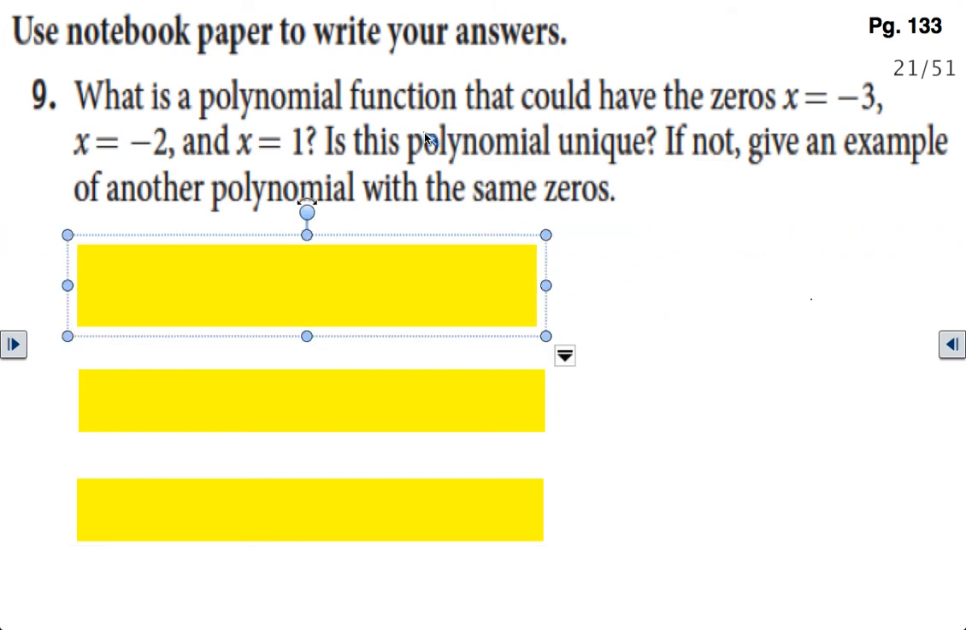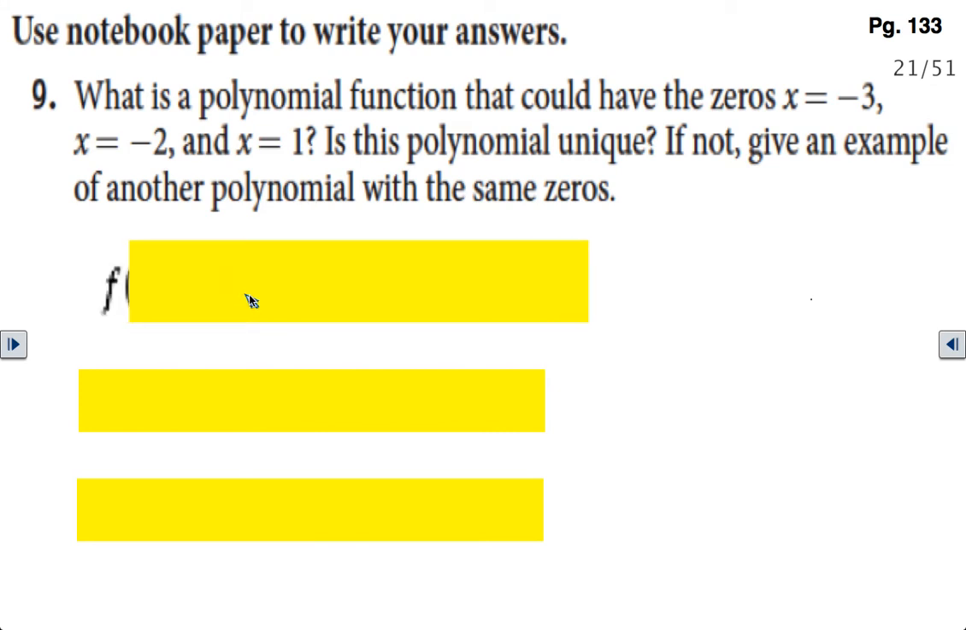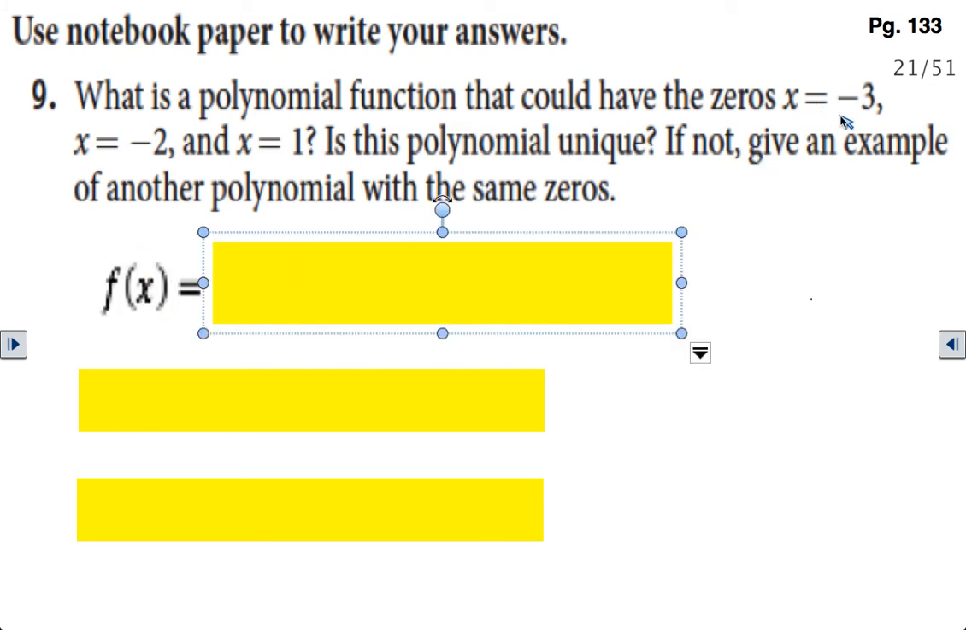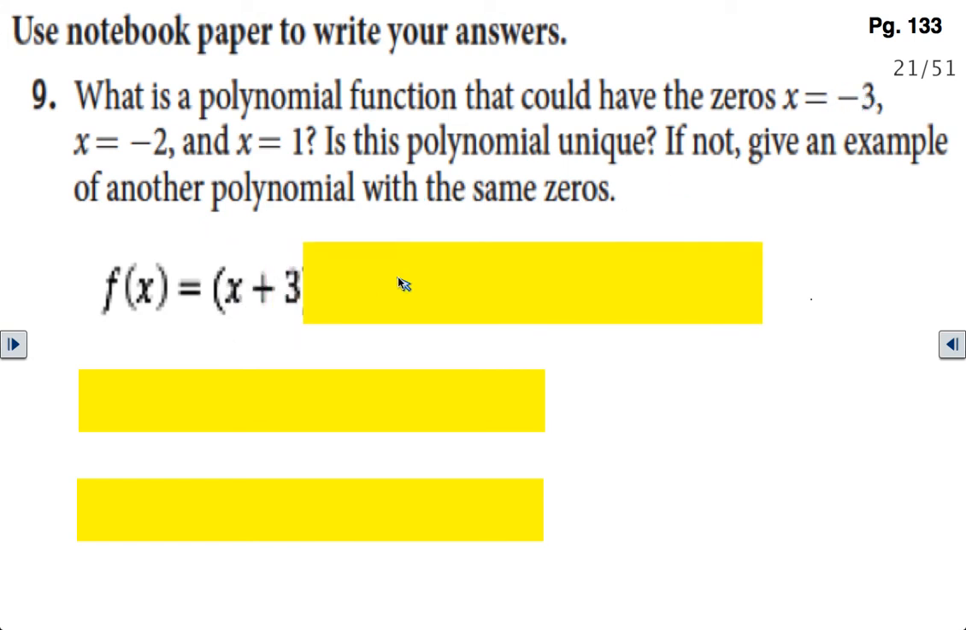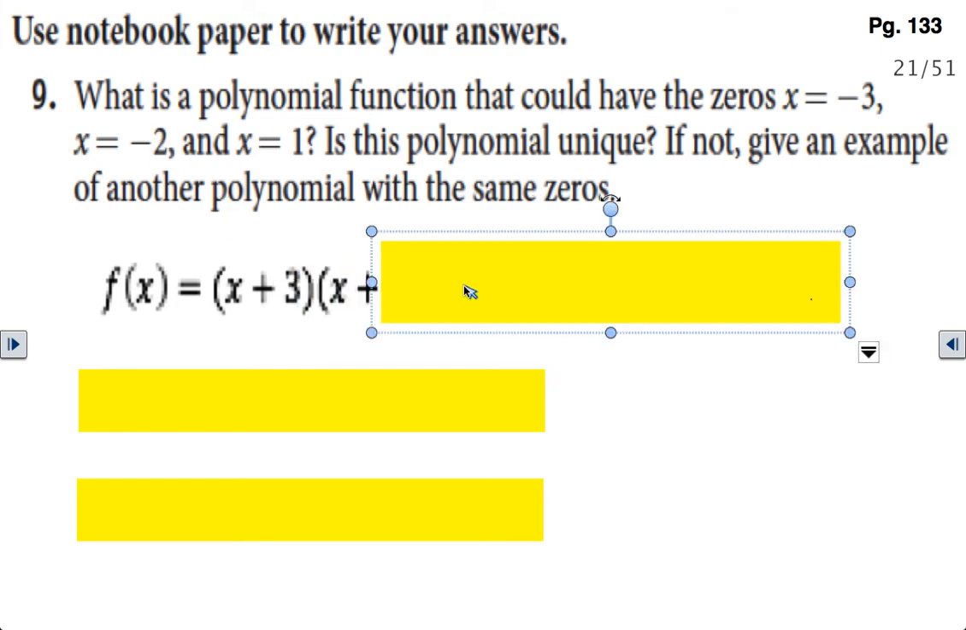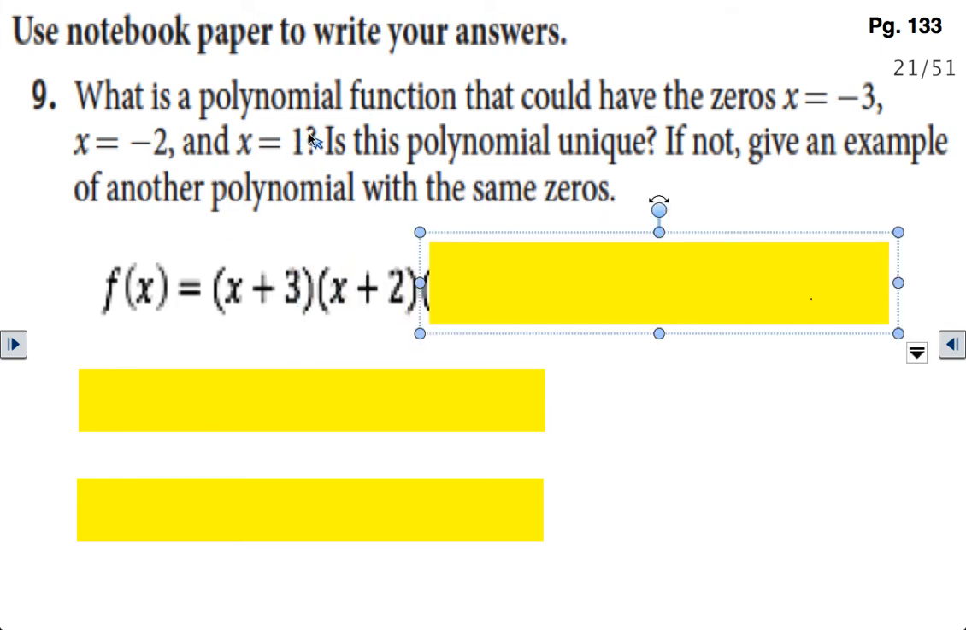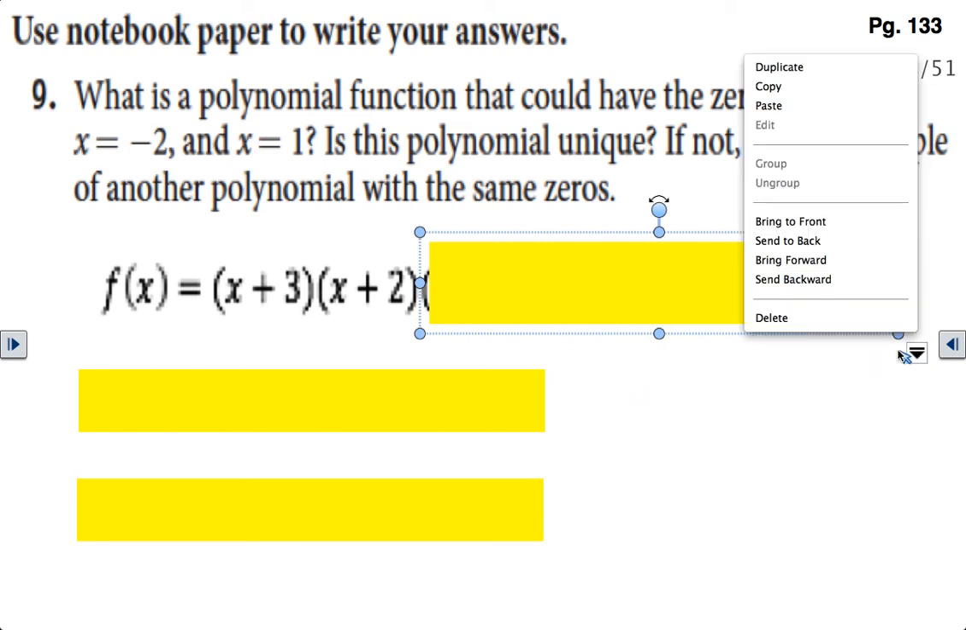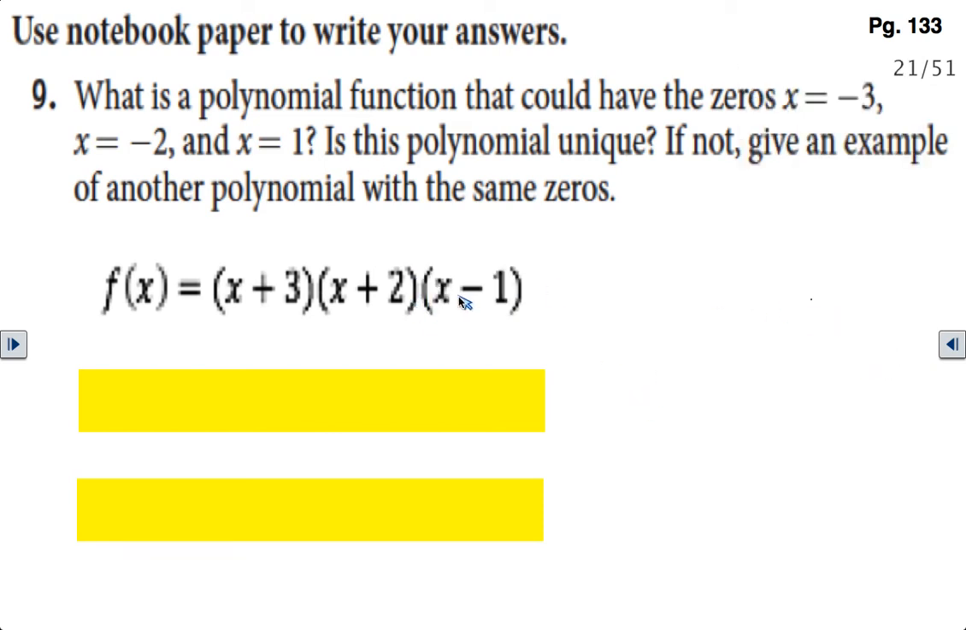Here you have, what is a polynomial function that could have the zeros at x equals negative 3, negative 2, and 1. So again, you're going to set up your factors. So the x equals negative 3 is going to create the factor x plus 3. And then this negative 2 is going to create the factor x plus 2. And this positive 1 here will create the factor x minus 1. Okay, so there is your polynomial.